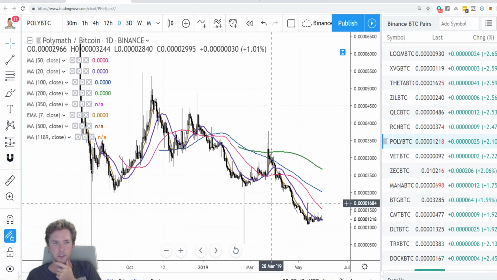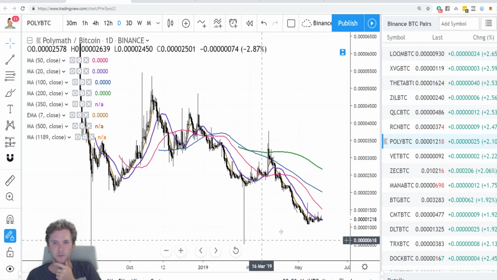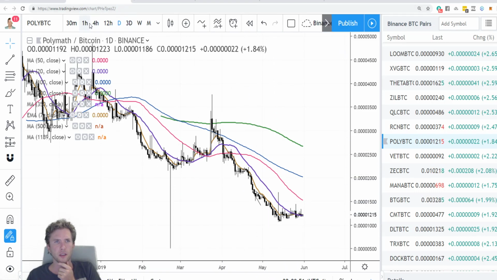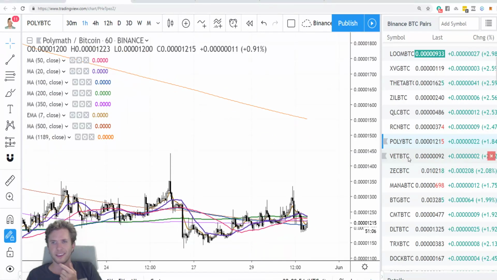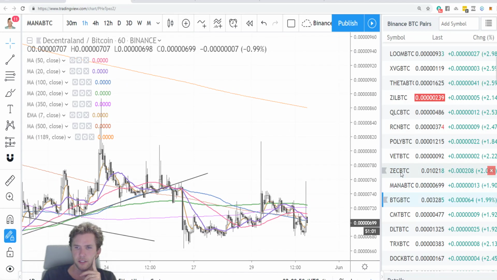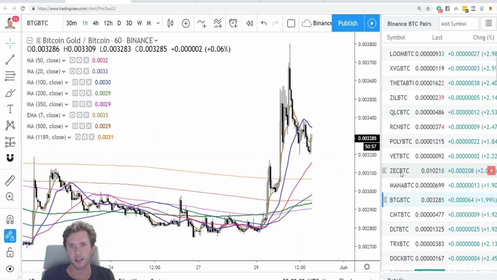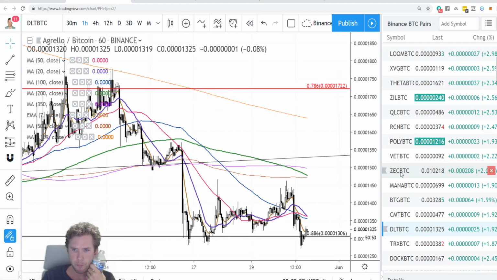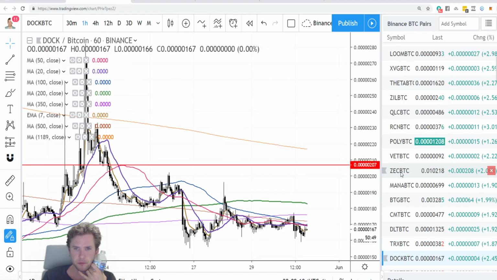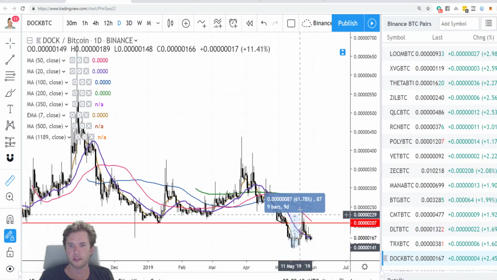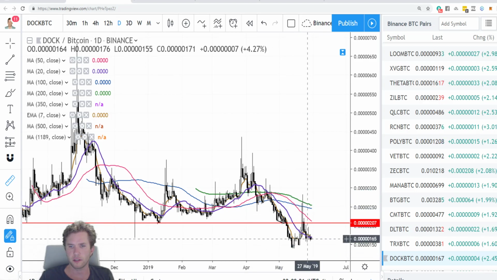Poly is unpumped. But look at those flash wicks. It's kind of moving out though. It looks like it's trying to claim this 20 MA. Look at the hourly. These coins that didn't move in at all with the rest of these alts aren't really that interesting. I mean, this was like our alt season. Pump and then dump.